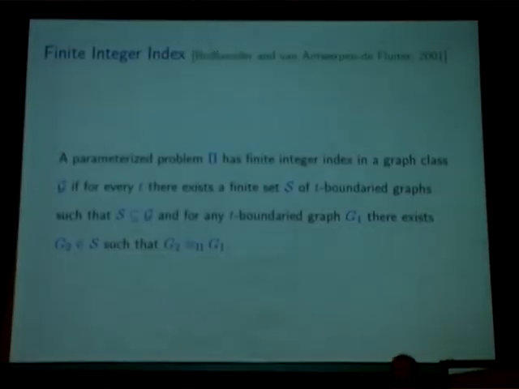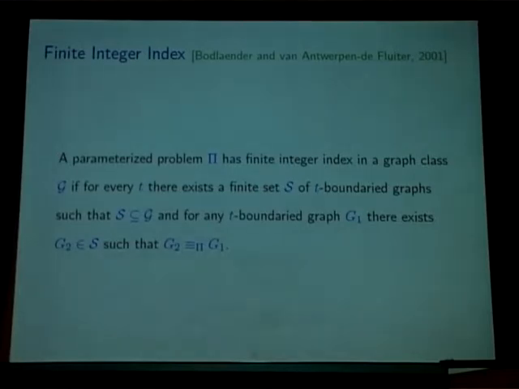And then for labeled graphs, I can define what is a finite integer index for graphs. This was defined quite a long time ago already by Bodlaender and van Antwerpen-de Vries. Well, that's probably not the correct spelling. And so, what is a finite integer index?